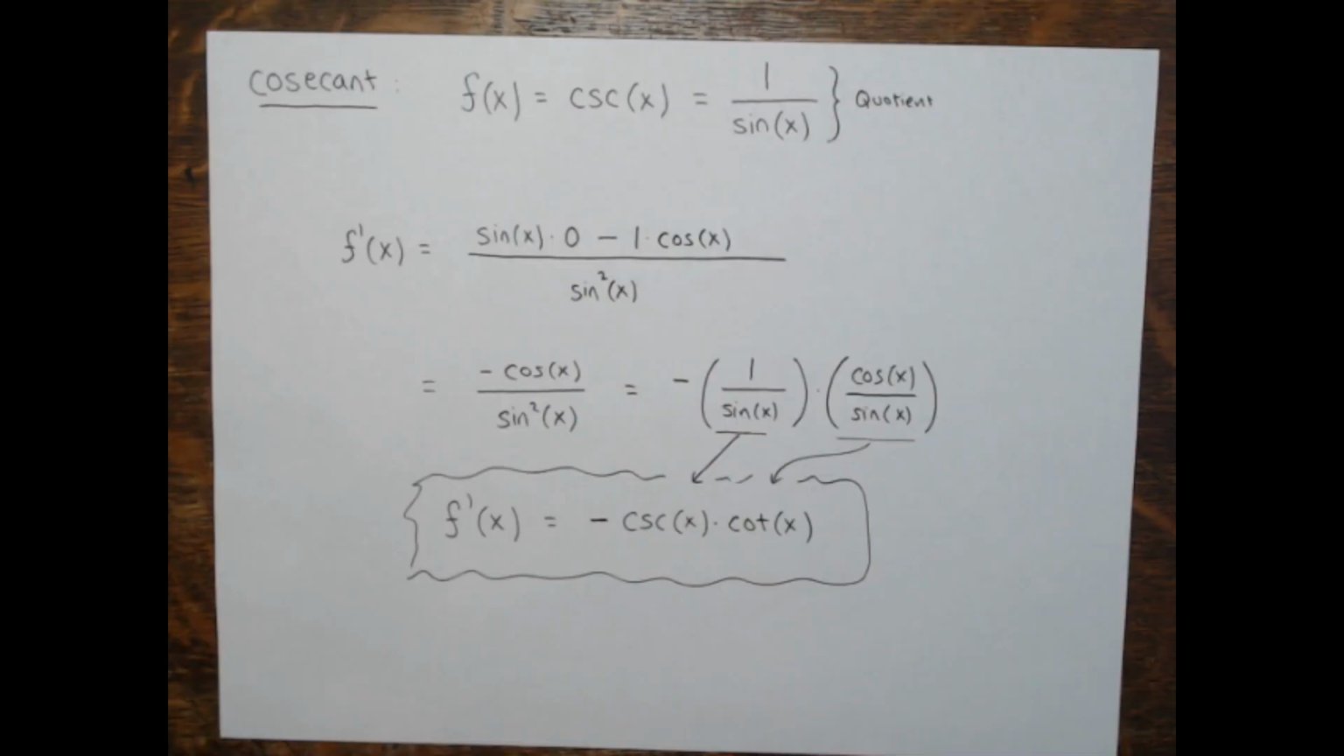Derivative of sine, cosine. Derivative of cosine, negative sine, or the opposite of sine. Derivative of tangent was secant squared. Derivative of cotangent was negative, or the opposite of, cosecant squared. The derivative of secant was secant times tangent. And finally here, the derivative of cosecant is the opposite of, or negative, cosecant times cotangent. All right, so now that we have all 6 of them, let's get back to the assignment.